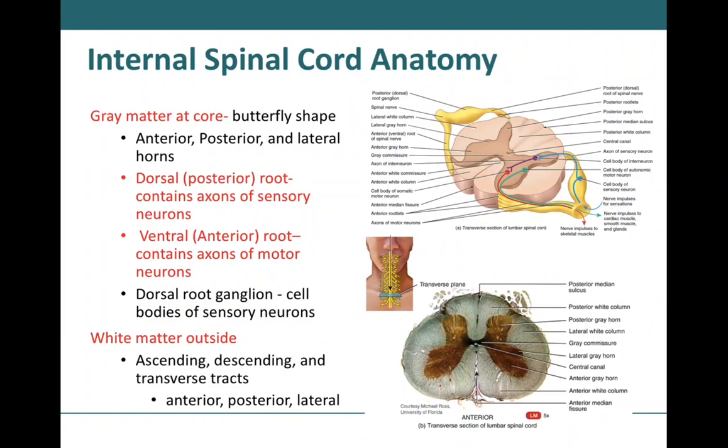So in the white matter is where our myelinated axons are going up to other spinal levels, perhaps extending up all the way to the brain. And this is also where the brain is going to be projecting myelinated axons down to different spinal levels.